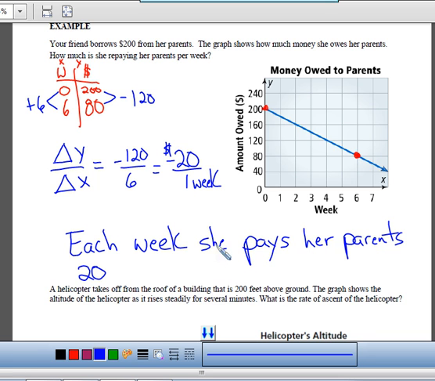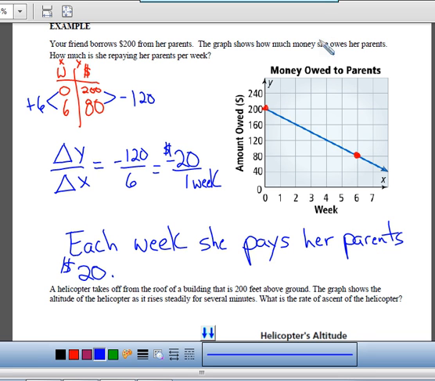That shouldn't sound right to you. That should sound incomplete. And the reason why is because we don't have our label. 20 what? $20. So, or we could say, she pays her parents back $20 per week. Any way you want to write it, as long as it answers the question completely. You can only answer a question completely if you have a label.